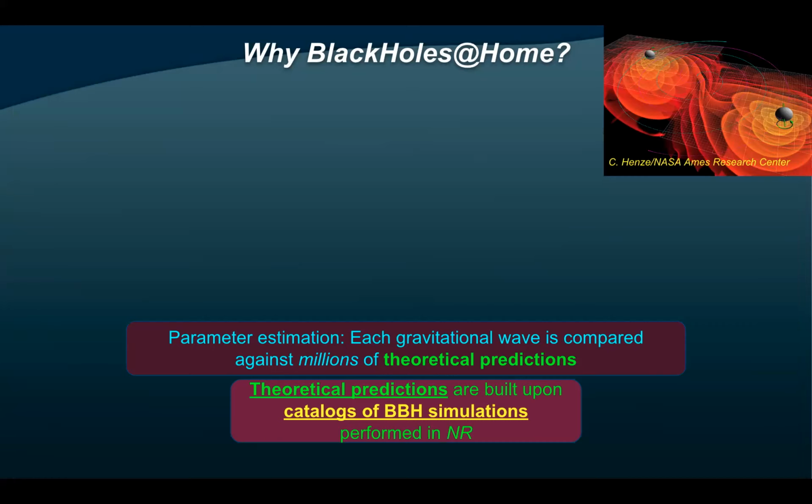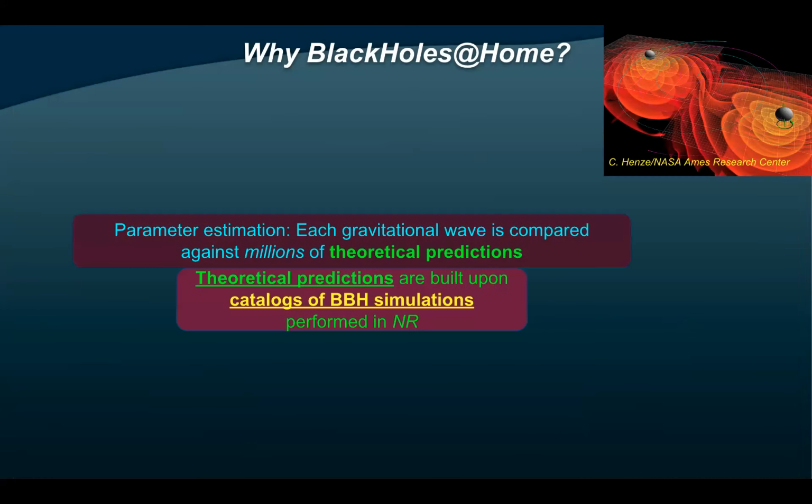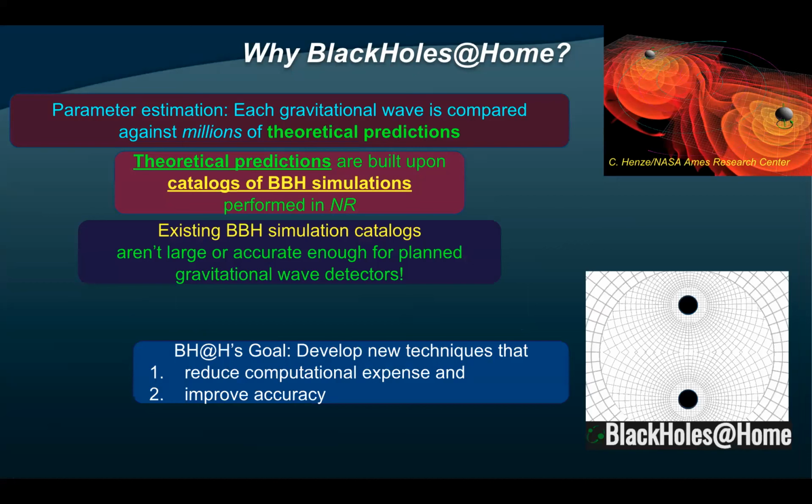Next. Next, there we go. Existing catalogs aren't large or accurate enough for planned gravitational wave detectors. That's the real problem that faces numerical relativity today. And it's a very scary thing, but that's one thing that BlackHoles at Home aims to address directly. With it, I'm developing new techniques that both reduce computational expense, fitting the binary black hole problem on a consumer grade device, and also improve efficiency. So next slide. So really, this is a doubly difficult problem that we're trying to solve.